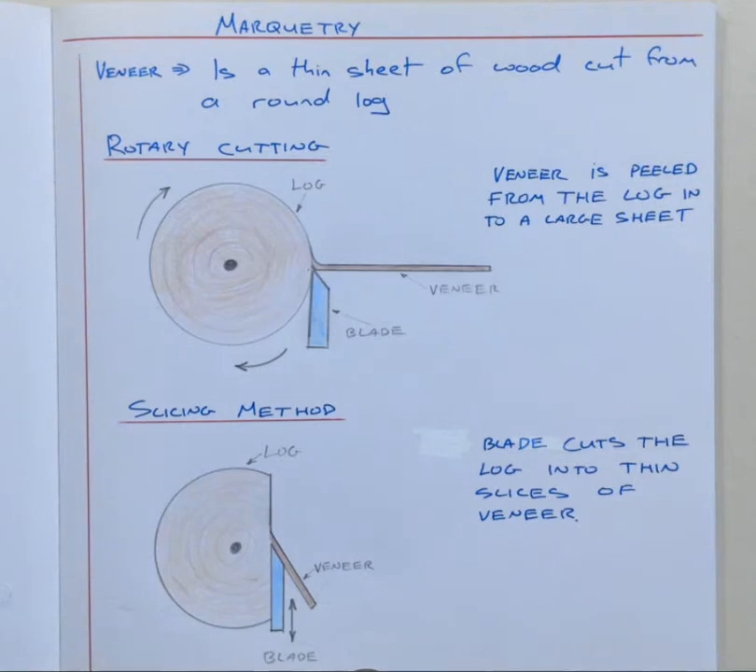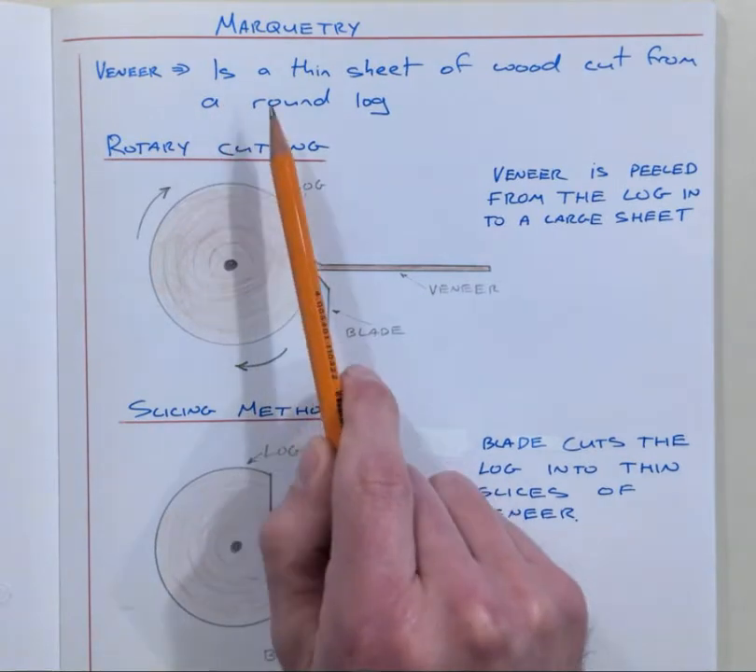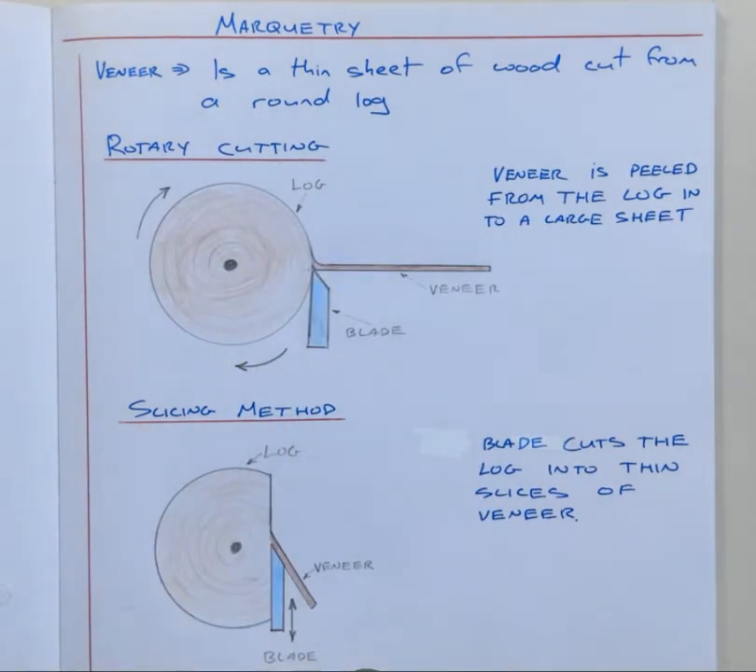Okay, we're talking about marquetry. Marquetry is where we create pictures from timber. We cut thin sheets of timber called veneer. So a veneer is a very, very thin sheet of wood cut from a round log. A round log is a tree that is just the trunk of a tree with the bark and the branches removed. So you have two ways of making these thin sheets of veneer.